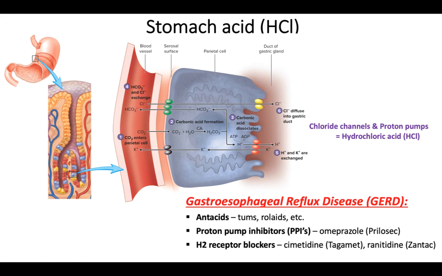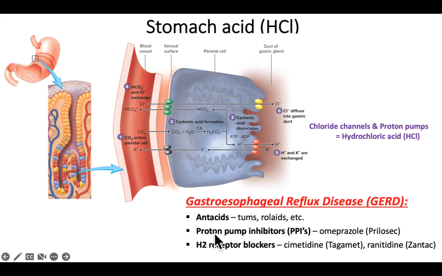But then there's some treatments. You could use an antacid. So those are basically buffers. They're calcium carbonate buffers that just kind of help to neutralize some of that acid. So Tums, Rolaids, there's a whole bunch of those.